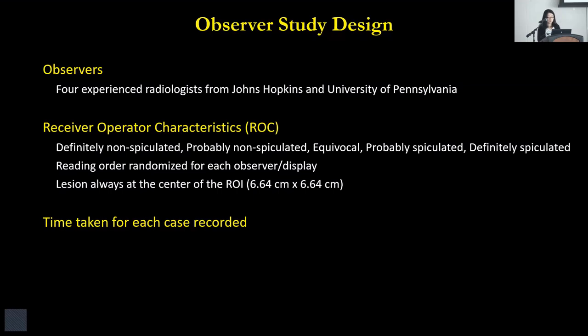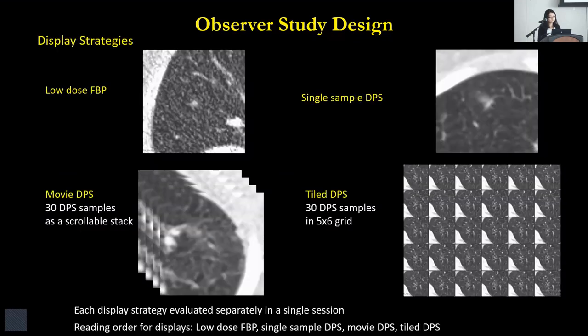The 200 cases are randomized for each observer and each display method we tested, which we'll talk about later. The lesion is always at the center of the ROI, and we tell the observer this information. So this is not a search task, not a detection task. We're asking them to focus solely on the feature discrimination task. We're presenting them with a small ROI that's about 6 centimeters in size. In addition to their responses, we also record the time taken for each case by each observer.